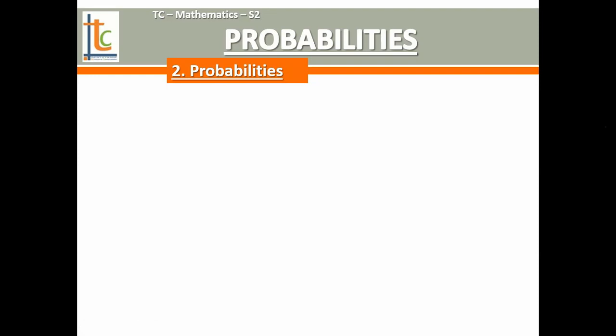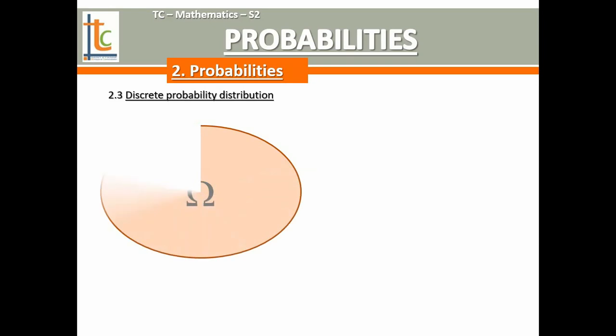Hello to everyone. We're dealing now with the last part of the probabilities chapter, which deals with random variable and probability distribution. So let's show and display the general frame of this part of the chapter.